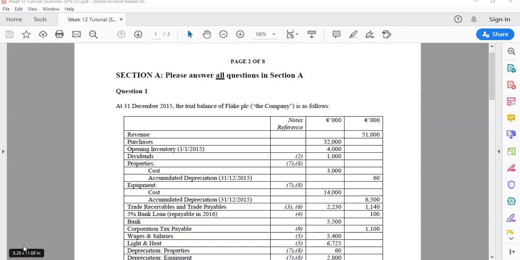In this recording, we're going to look at Summer 16 Question 1. Again, focus particularly on IAS 1 and your technique around how you approach a trial balance and financial statement question. So again, I'm assuming you've read through this question, even tried to make an attempt at it.